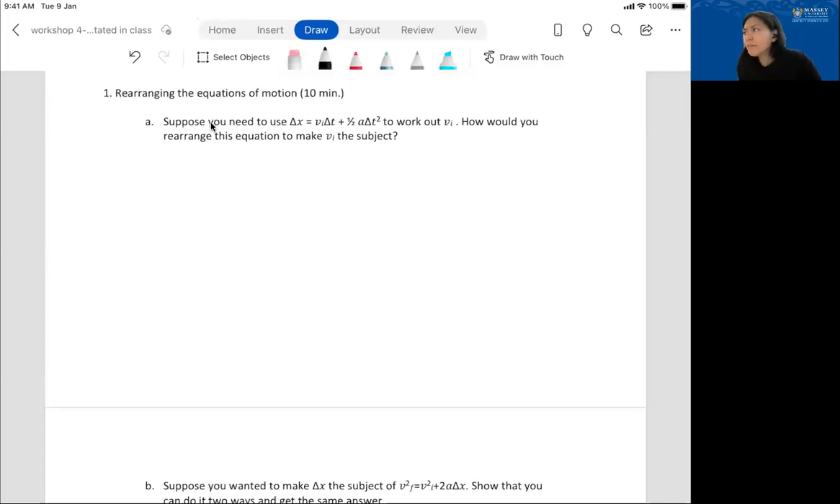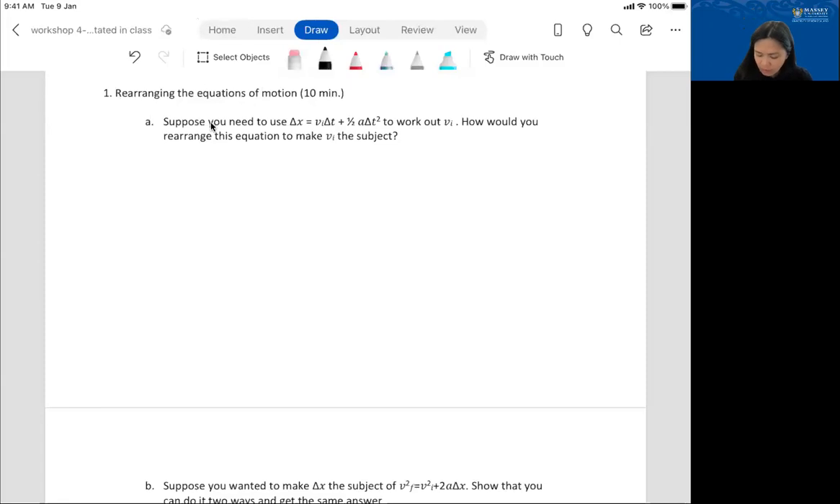All right, everyone. It's 11:30, so maybe we can look at the solutions to the problems in the workshop. The first two questions involve rearranging. Let's do the first rearranging.